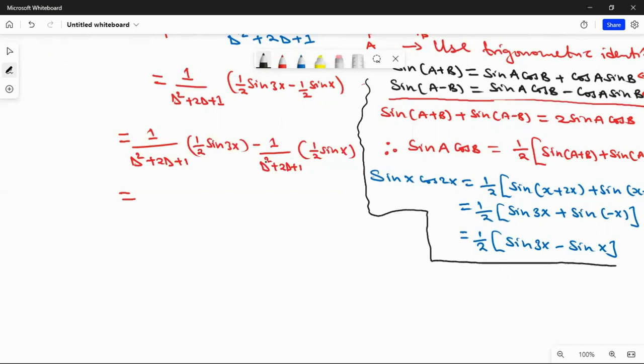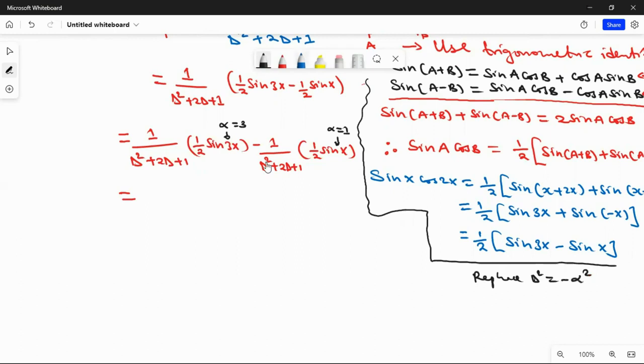Now let's see. In the first case, our alpha is 3. In the other case, our alpha is 1. So alpha is equal to 3 in the first case. The other one, alpha is equal to 1. Here it is equal to 3. So replace D squared by negative alpha squared. That's the hint. We replace D squared by negative of alpha squared.